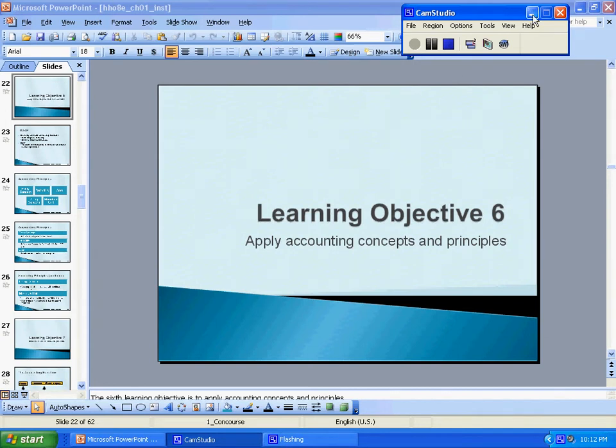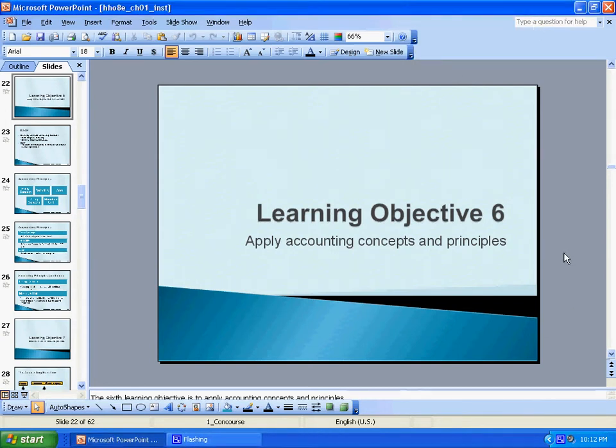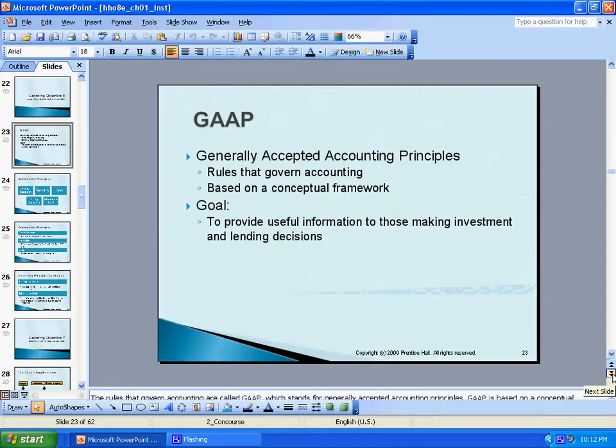The sixth objective we're going to talk about in Chapter 1 is apply accounting concepts and principles. What is GAAP? Well, GAAP is first of all spelled G-A-A-P. These are the generally accepted accounting principles that govern the study and profession of accounting.